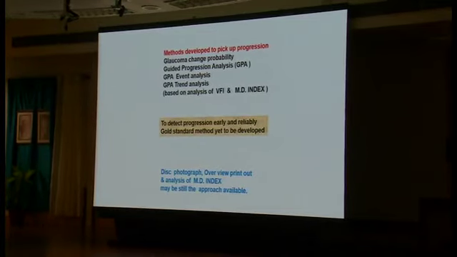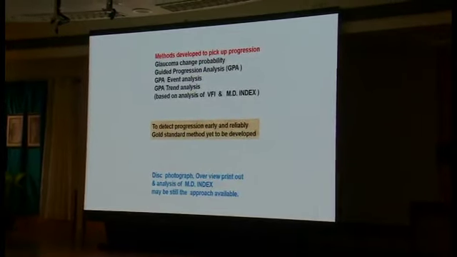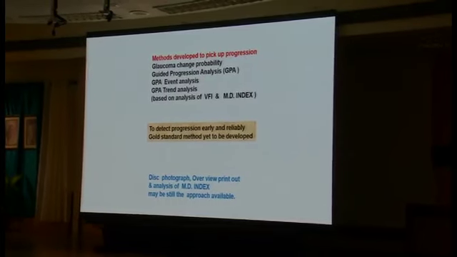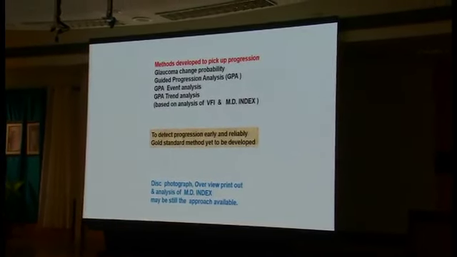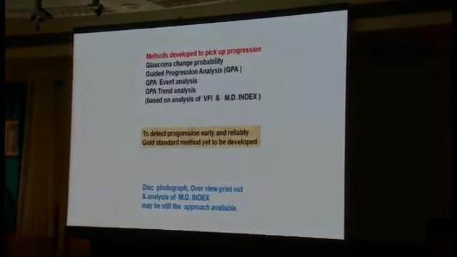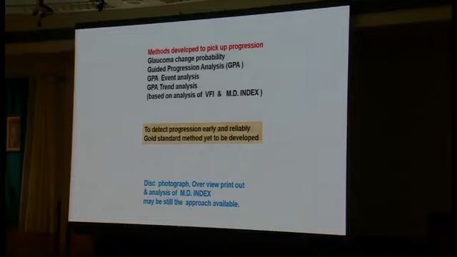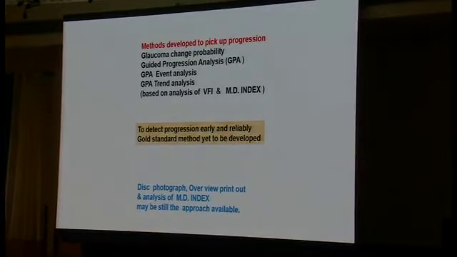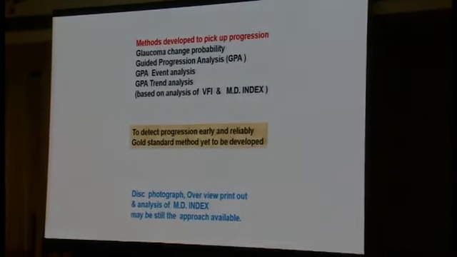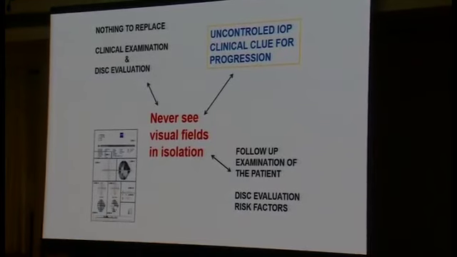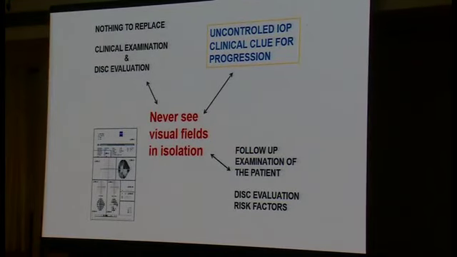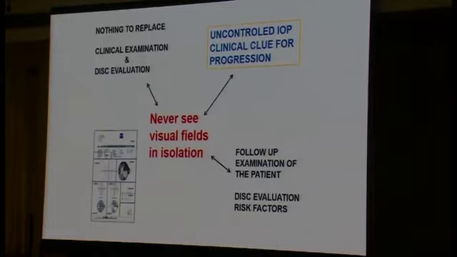Methods have been developed to pick up progression: glaucoma change probability, the Guided Progression Analysis (GPA), the GPA event analysis, and the GPA trend analysis based on visual field index and mean deviation index. Still, no gold standard method has been developed. The most important thing is that nothing replaces clinical examination and disc evaluation.